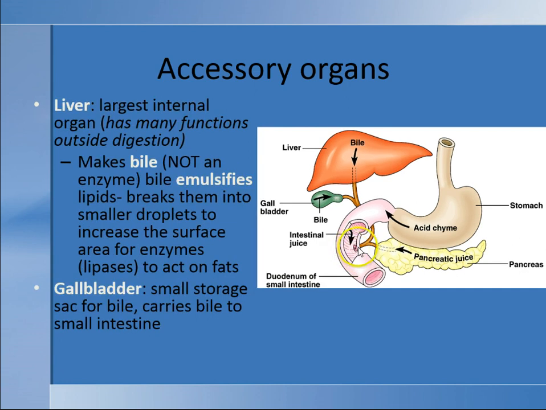Okay, the liver. This is actually your largest internal organ, and it does lots and lots of things. But in relation to the digestive system, it makes the bile. Okay, so you've got the pancreatic juices, the pancreatin, and then you also have bile, which is coming from the liver. Okay, and then the gallbladder is just like a little storage sac, and it holds the bile with the bile salts in it, and then it pushes the bile into the small intestine.